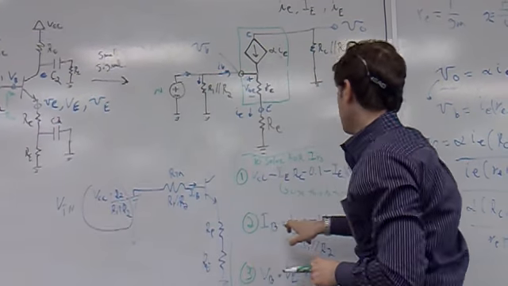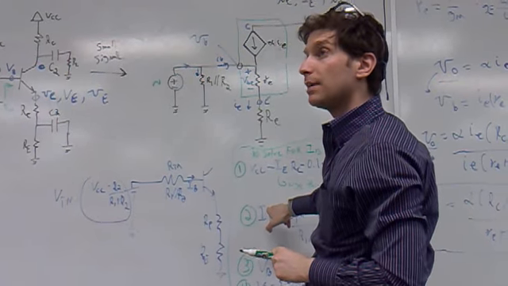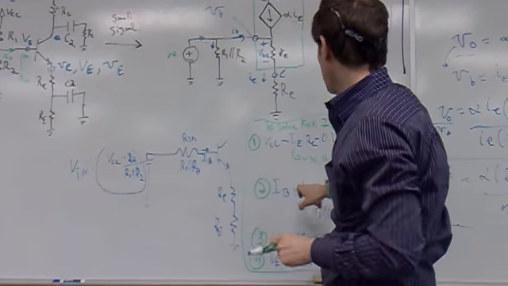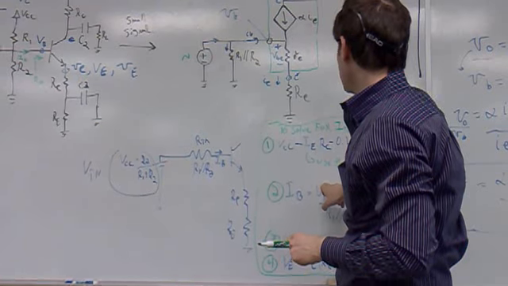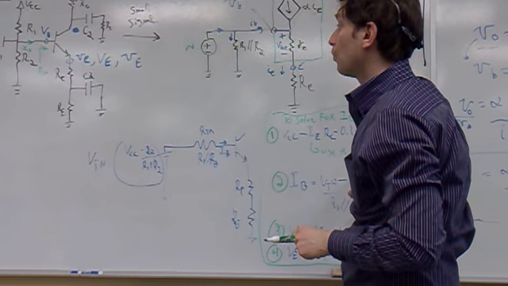So, IB, this is what you're going to be asked for in the test, in one of the questions, is equal to V Thevenin minus VB. What's V Thevenin?